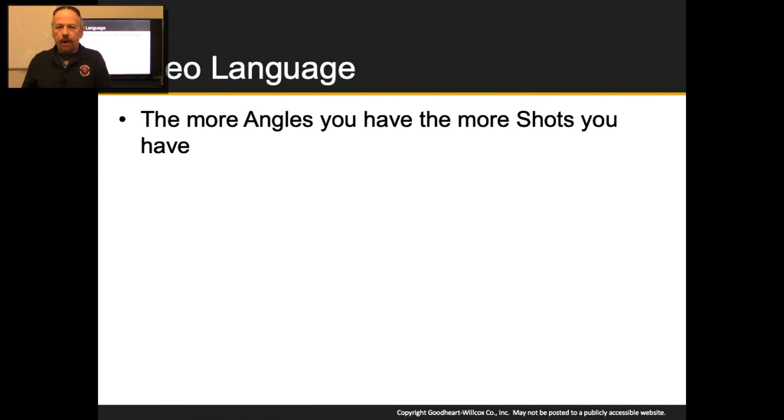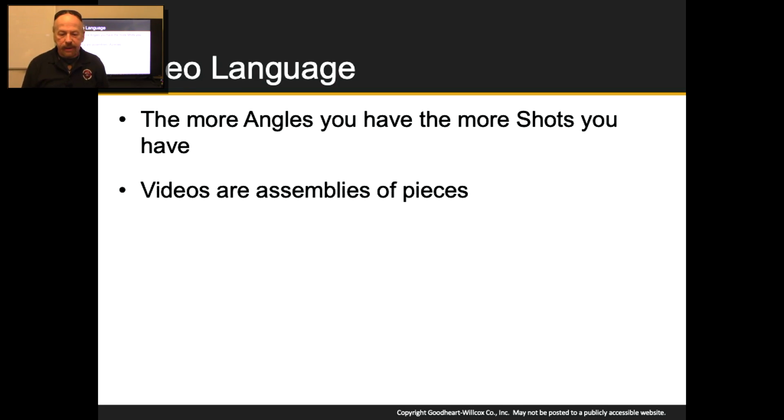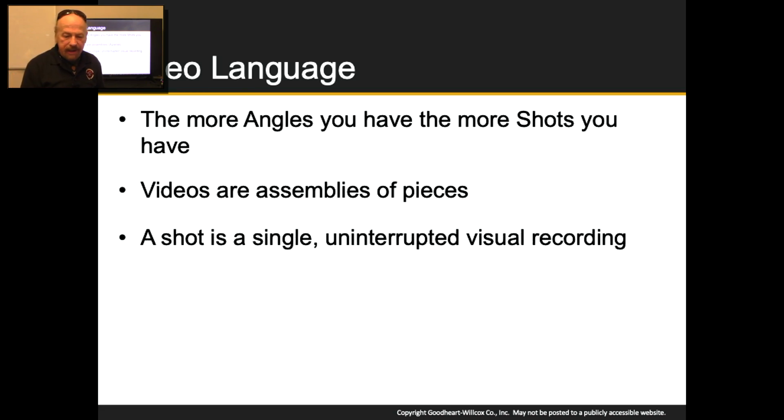All right, so let's talk about a little bit of language. The more angles you have, the more shots you have. Video production is an assembly of different pieces, or different shots. Think about it this way: a shot is a single uninterrupted recording, but you could have many shots that make up the story. Think about a sentence. It communicates something, and it's a bunch of different words that communicate it. So your shots are like all these different words that make a sentence, and that creates a sequence in your video.